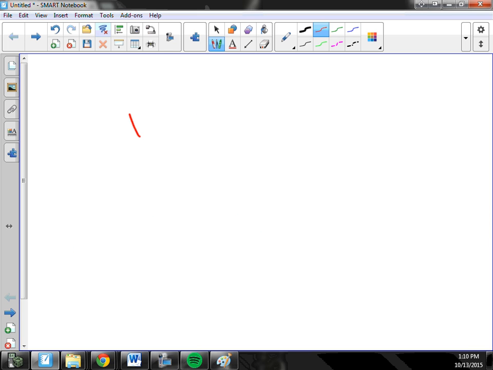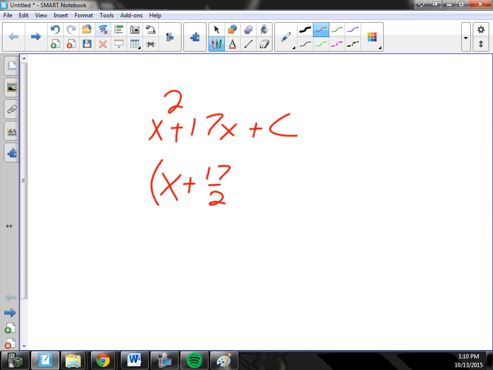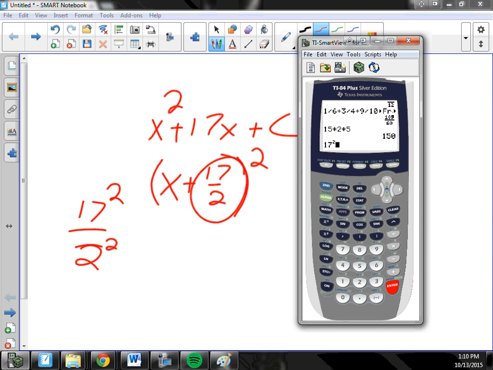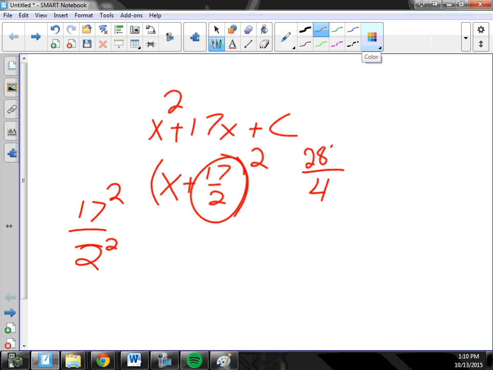Okay? If I had x squared plus 17x plus c. The factor will be x plus 17 over 2. And then we need to square this. Well, it's going to be 17 squared over 2 squared. So it's something over 4. If I type in 17 squared, I get 289. So 289 over 4 is the number we're looking for. Now this isn't going to make a lot of sense until we go further into it. All we're doing is practicing completing the square.